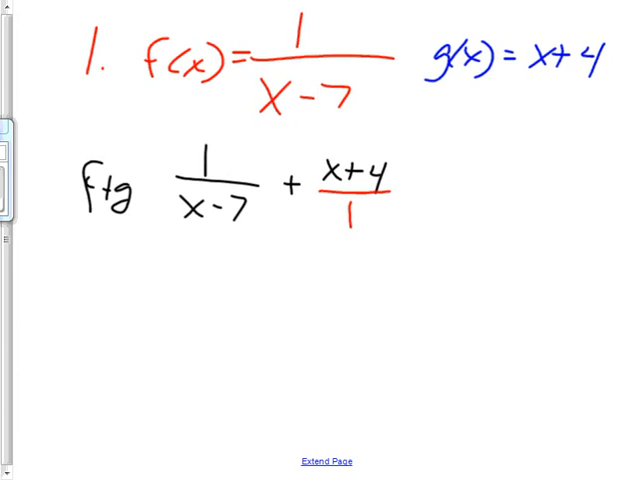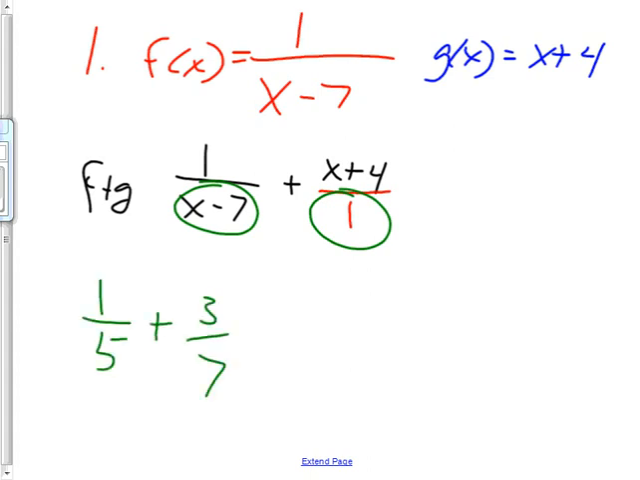Do you remember that when you find common denominators, you generally just multiply your two denominators together to find out what the common denominator should be? Like if you were going to add 1/5 plus 3/7, 5 times 7 is 35, which would be a good common denominator. You multiply these. Same idea. What would be a good denominator here? Just multiply that times that. So my denominator is x minus 7.